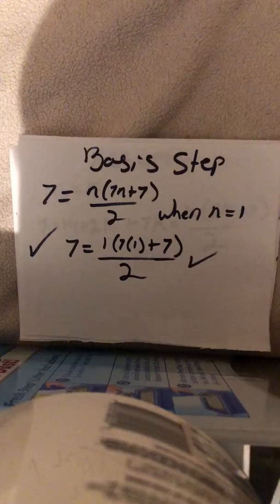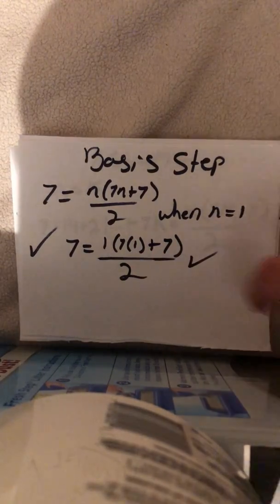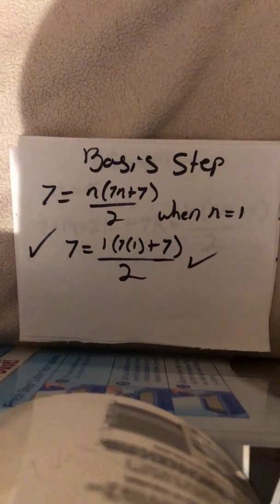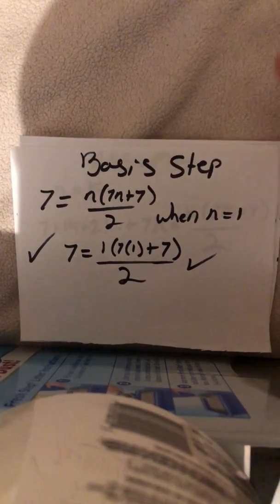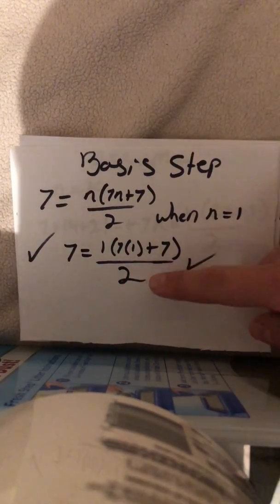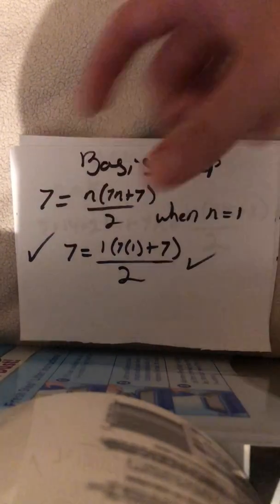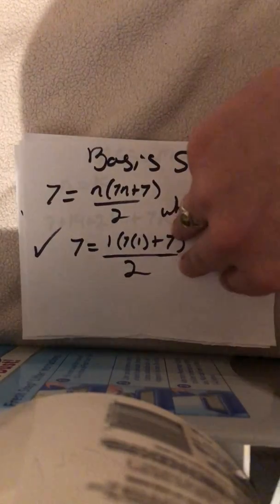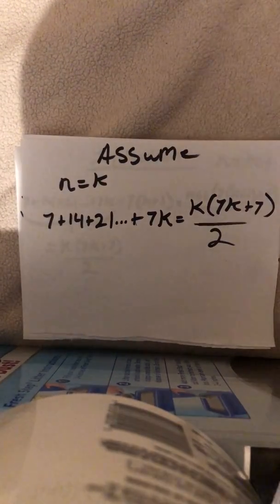So we're going to plug in 1 for n and get 7 times 1 plus 7, which is 14, times 1, 14, and divide that by 2, which is 7, so it checks out, and that means that we can continue on with our proof.